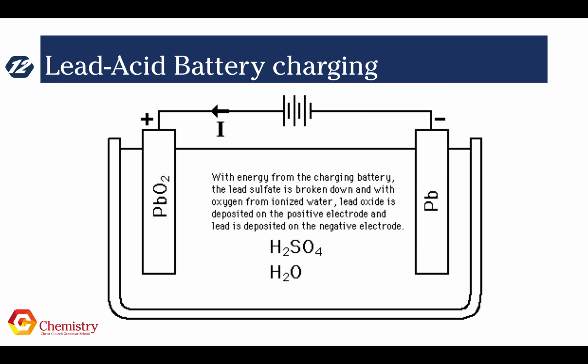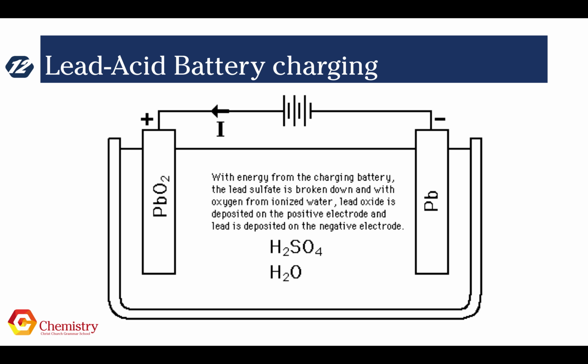Okay, so when we recharge the battery, what we're going to do is we're going to force those two reactions that we've just seen to go in the opposite directions. And what happens then is the lead sulfate is broken down with oxygen from ionized water, and the lead oxide that is subsequently produced is deposited back onto the positive electrode, and the lead is deposited back on the negative electrode, and so we end up back where we started.